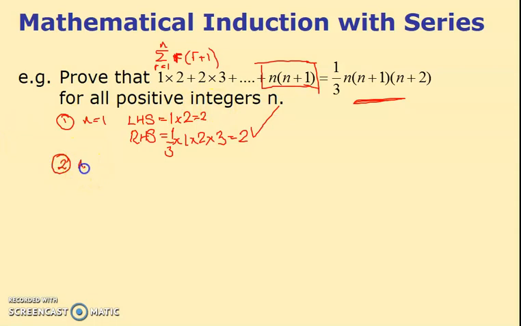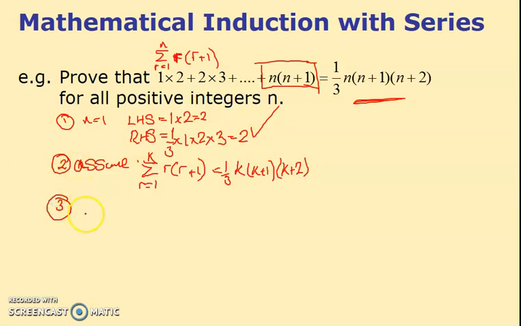Second part, we check for n equal to k. So therefore I'm assuming that the sum from r equals 1 to k of r(r plus 1) is equal to a third of k(k plus 1)(k plus 2). So assumption out of the way, we now do our tricky step.